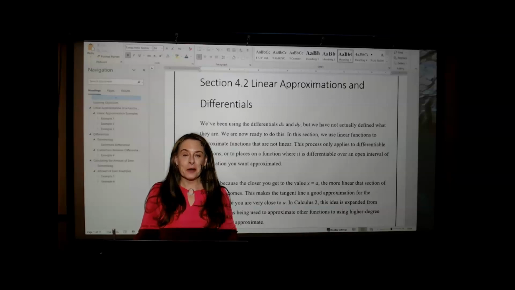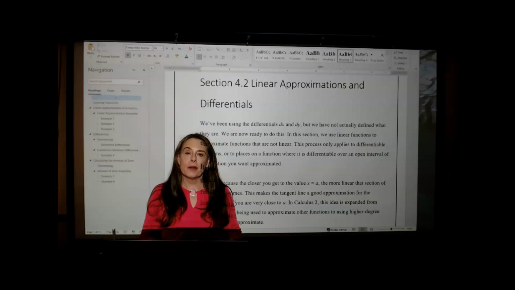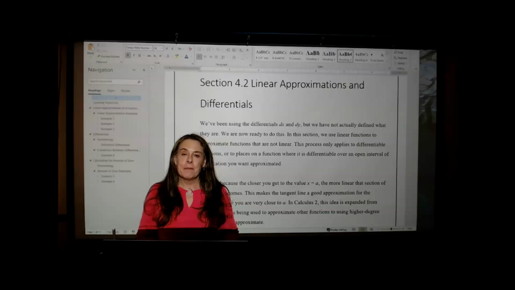You'll be happy to know that this section on linear approximations and differentials is far more straightforward than the section on related rates. The homework problem should take a lot less time, and so will this video. We've been using the differentials, dx and dy, for some time now, but we've never actually formally defined what dx is and what dy is. In this section, we do that.